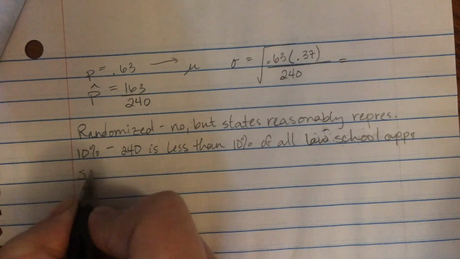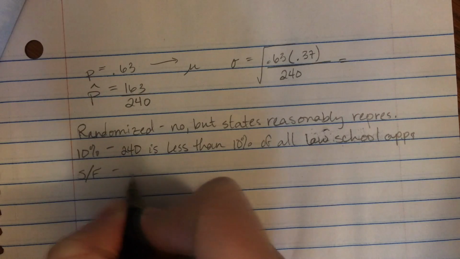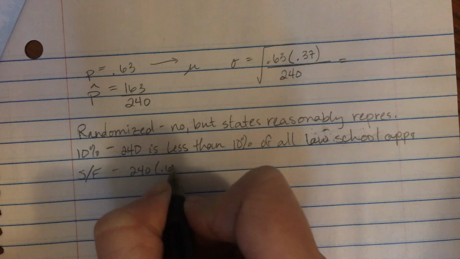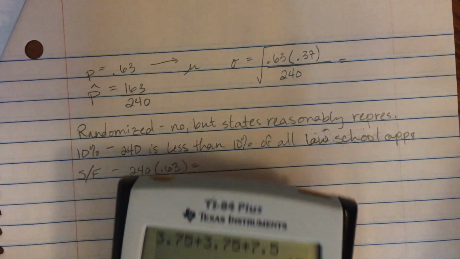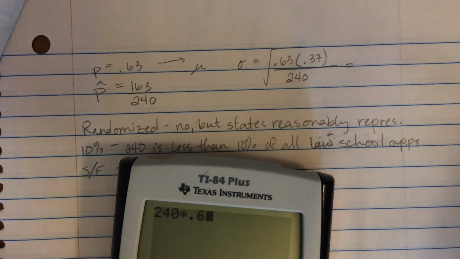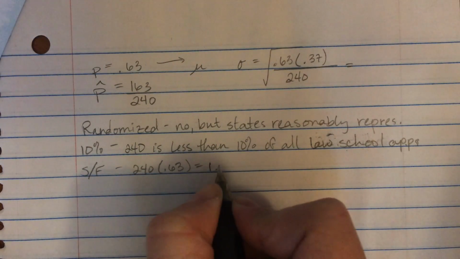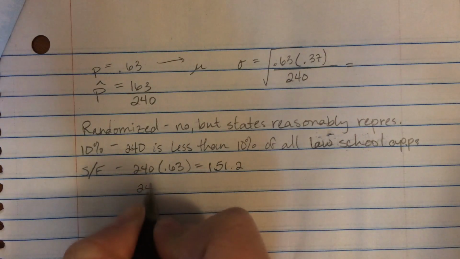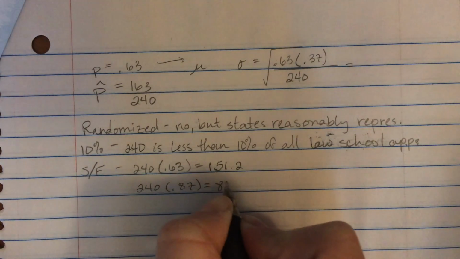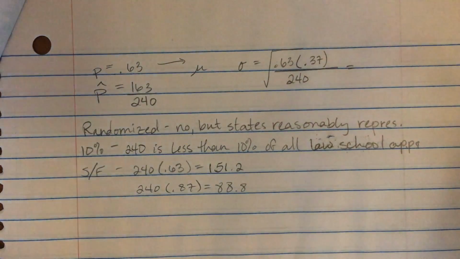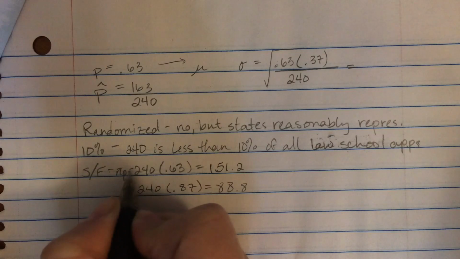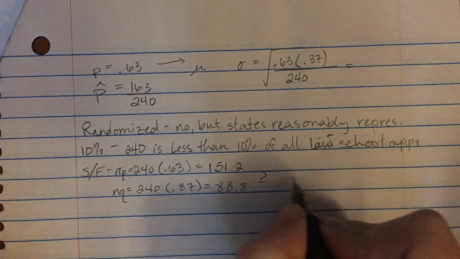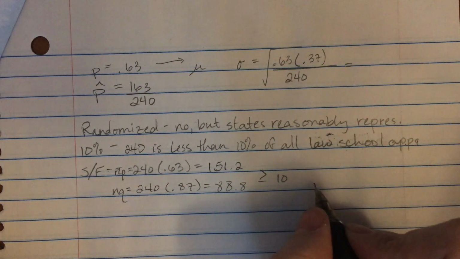And then finally the success/failure condition, meaning that our NP and NQ are both greater than 10. So 240 times 0.63 is 151.2, and 240 times 0.37 is 88.8. So both of those, that is the NP and NQ, both are greater than or equal to 10. So sample size is large enough.